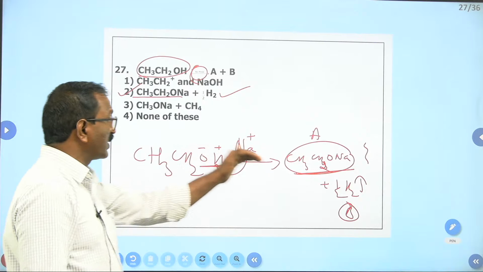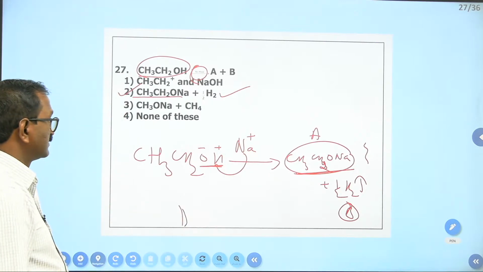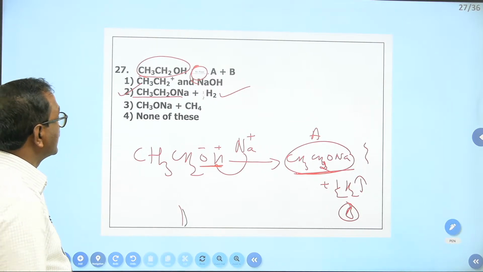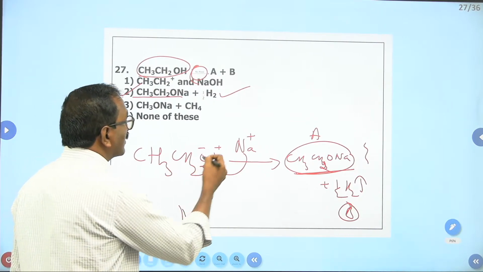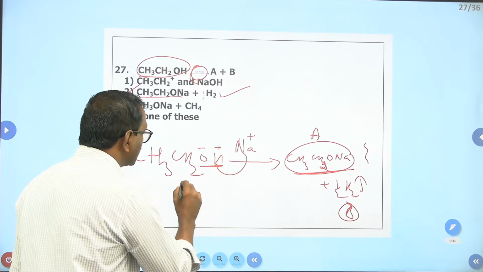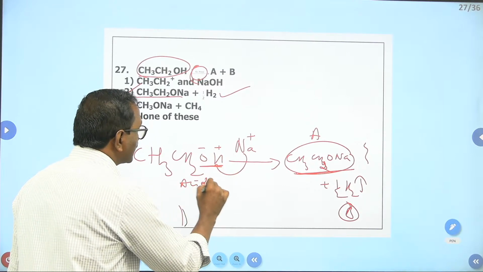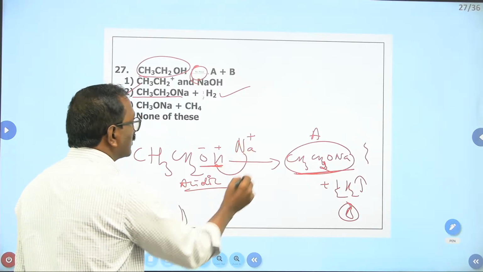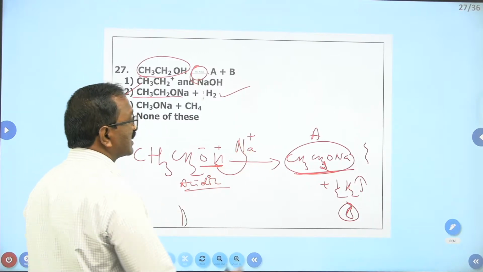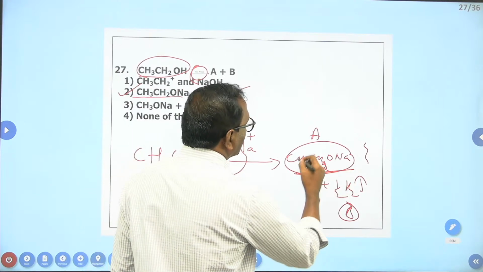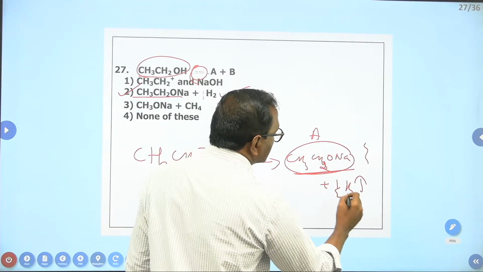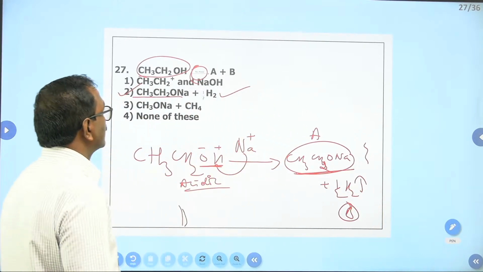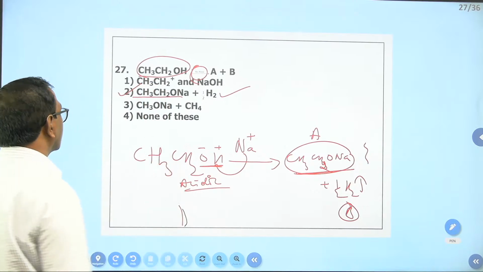This is one of the chemical properties of alcohol. This chemical property is related to acidic nature, because ethyl alcohol provides the H plus ion, that's why it is acidic in nature. This is the acidic nature of alcohol here. In place of the H plus ion, the sodium ion is substituted. Then you get product A, the sodium salt ethoxide, with the liberation of H2 gas. The H2 gas is nothing but B. So therefore, the second one is the right answer here.